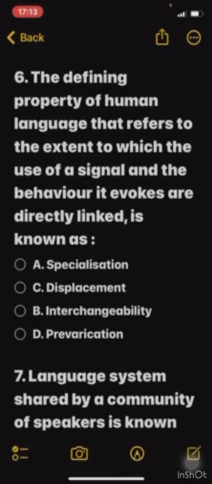The defining property of human language that refers to the extent to which the use of a signal and the behavior it evokes are directly linked is known as: spatialization, displacement, interchangeability, prevarication, specialization.